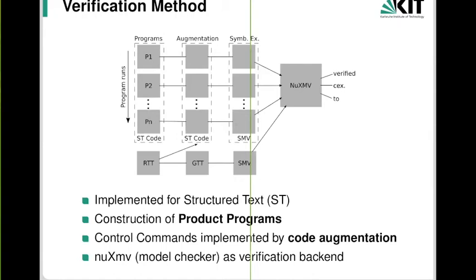For the program, we are doing this by symbolic execution. And before the symbolic execution, we are handling the control commands by code augmentation. That means we are translating the program into a form which allows us to manipulate the program flow. And relational test tables are done via the automaton we saw earlier that we are encoding into SMV. Multiple program runs are very simple to handle with a model checker, as we can just use the approach of product programs inside the model checker.